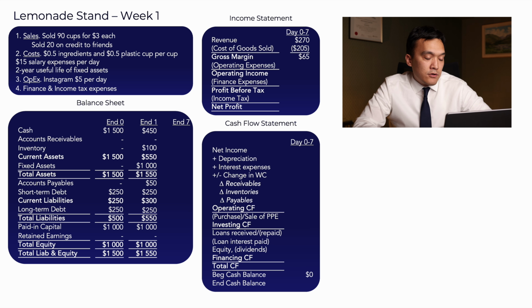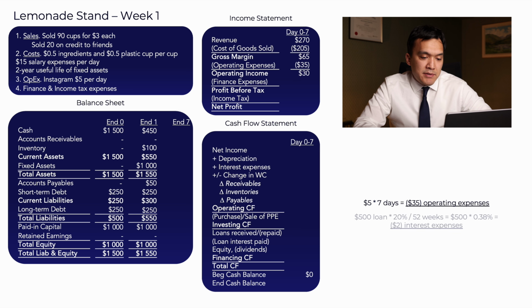So in our case, for our lemonade stand, we only have marketing expenses for our Instagram ads, which are $5 per day for 7 days. And this equals $35. So when we subtract operating expenses from our gross margin, we get $30 of operating income.